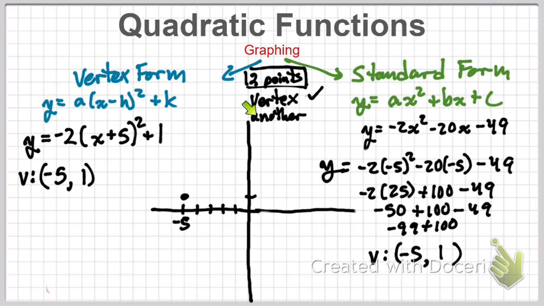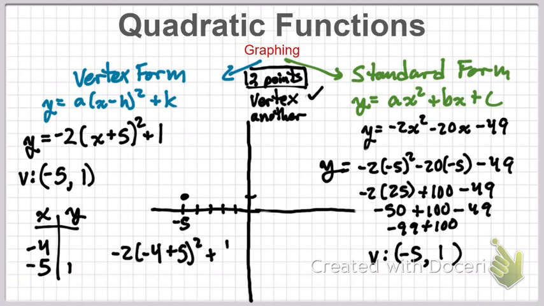Now I just need one other point, just one other point. Now, we could find a point that's close to the vertex, or we could find the y-intercept. I'm going to find a point that's close to the vertex first, so I'm going to pick -4. When I plug in -4, I get something that looks like this. -4 plus 5 is going to be -1. I'm sorry, +1, and then I go +1 squared, which is just 1, then I have -2 plus 1, which gives me -1. There you have it. I have my other point.